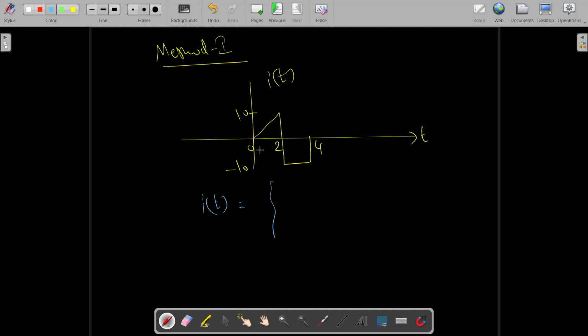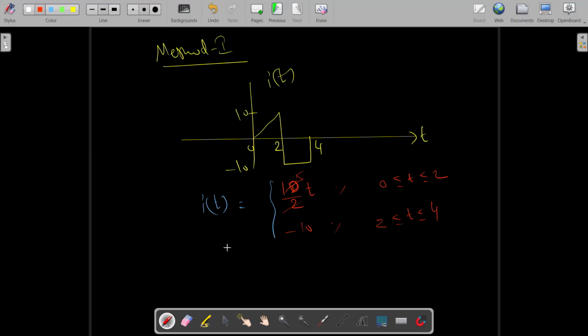This is the ramp, right? It's a ramp. What is the slope? Change of y by change of x. So change of y is 10, change of x is 2, so it is 5t, for 0 less than or equal to t less than or equal to 2. And this is going to be minus 10 for 2 less than or equal to t less than or equal to 4. So 5t is for 0 to 2, and 2 to 4 it is minus 10.